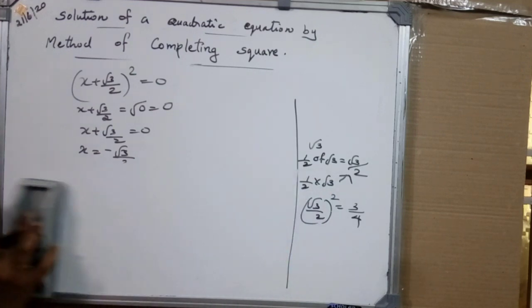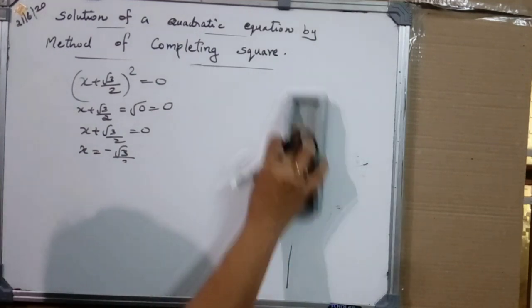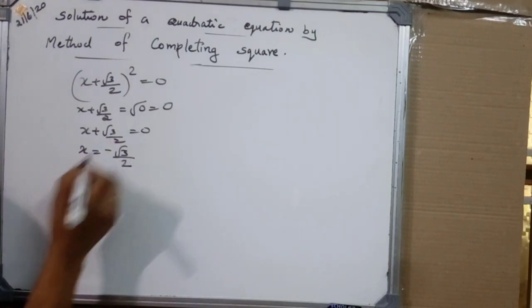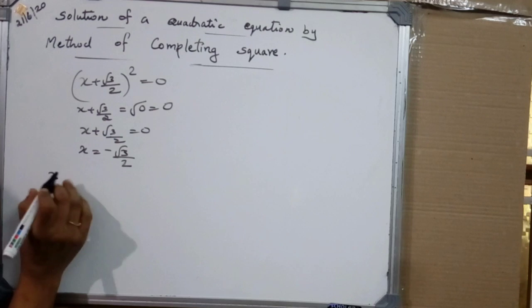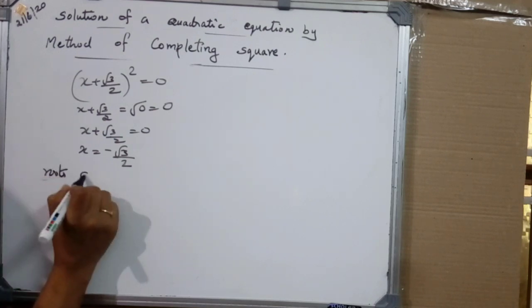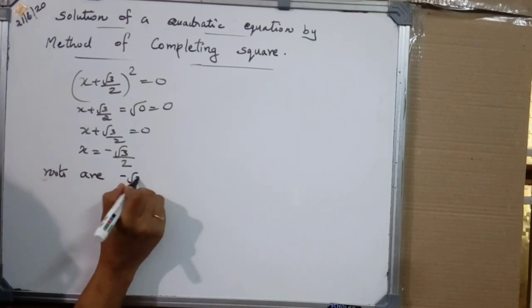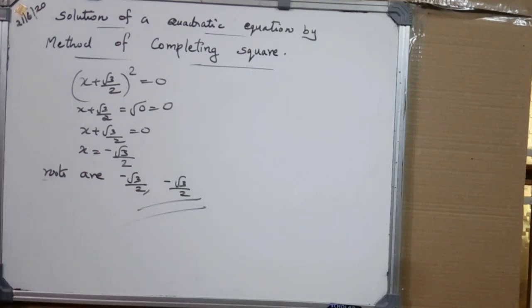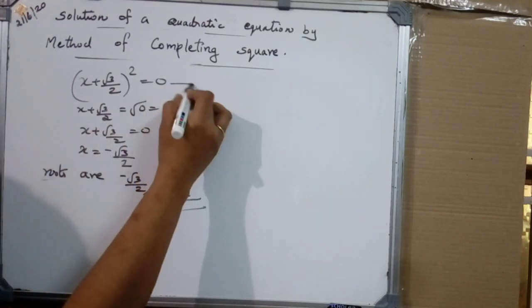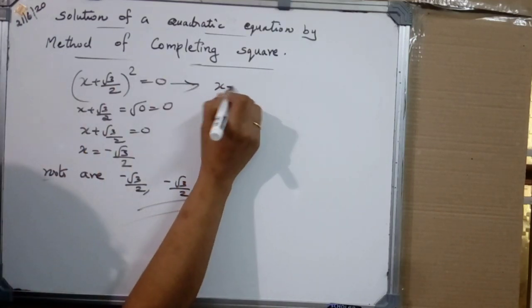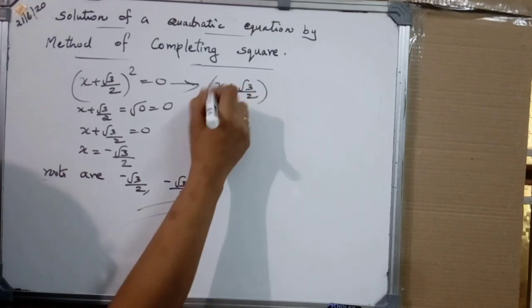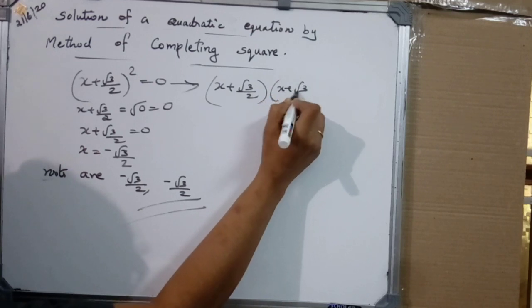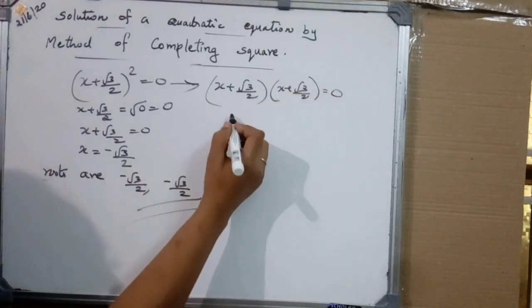That means we have to write, we know a quadratic equation has two roots. So let us take them as equal roots, or we write the roots are minus root 3 by 2 comma minus root 3 by 2, repeated roots. If you have any doubt here, you can do it like this also, that is (x plus root 3 by 2) the whole square, meaning (x plus root 3 by 2) into (x plus root 3 by 2) equal to 0.